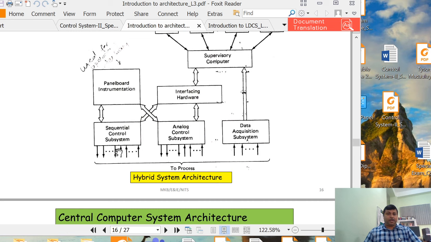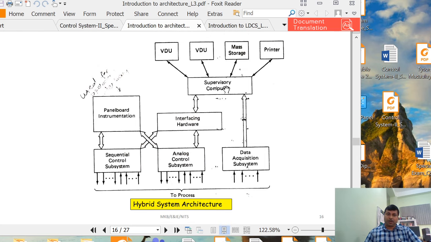So this is the process. In the process you will find that the sequential control subsystems and analog control subsystems interact with the process directly, and there will be a data acquisition subsystem, and there must be a supervisory computer. All the data acquired from the process is interfaced or connected with the supervisory computer. And to monitor the sequential logic control system as well as the analog control system, there must be panel board instrumentation which facilitates the operators. Also with the supervisory computer, some video terminal units are there, and also printers, through which the operator can interface.